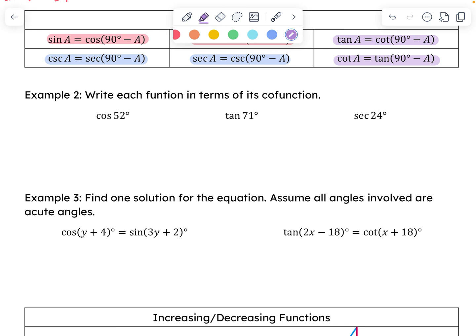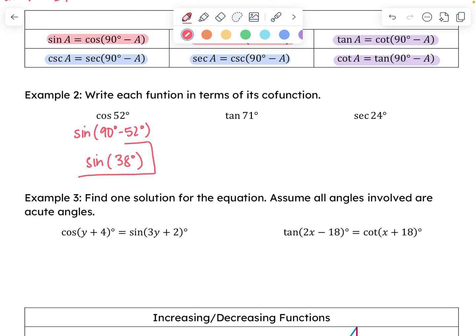We only have one angle here, so that's our A, and we need to write it in terms of its cofunction. If we're starting with cosine of 52, the cofunction for cosine would be sine. So this would be sine of 90 degrees minus 52 degrees, so the sine of 38 degrees. What that means is that the sine of 38 degrees is going to have the exact same value as the cosine of 52 degrees. They're going to equal the same thing.